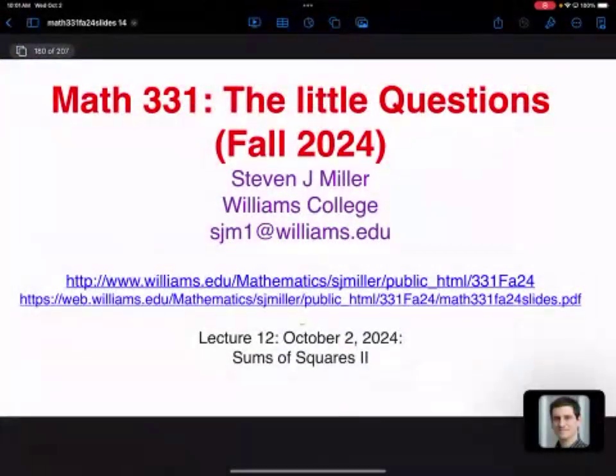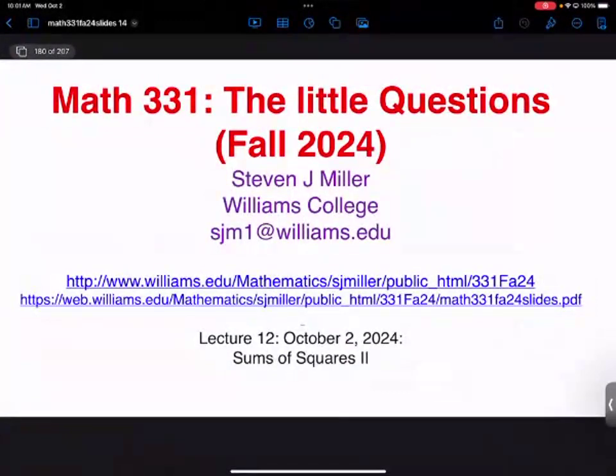This is lecture 12. I want to finish the sums of squares problem and use this to talk about some related problems about how do you estimate an answer, how do you get a sense of when something is possible, how far can you push some of these elementary methods.